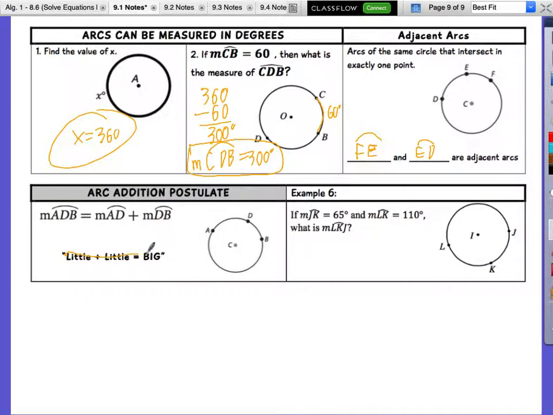So on yours, it says part plus part equals whole. On yours, it says it correctly. So here, the measure of arc ADB would be measure of arc AD plus measure of arc ED. I don't like that as much though because you don't know it's always going to be little and big. Does it say part plus part equals whole? Yeah, it says it on yours already.